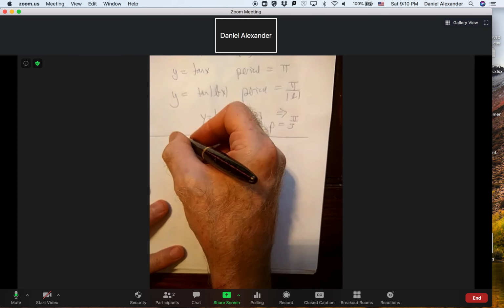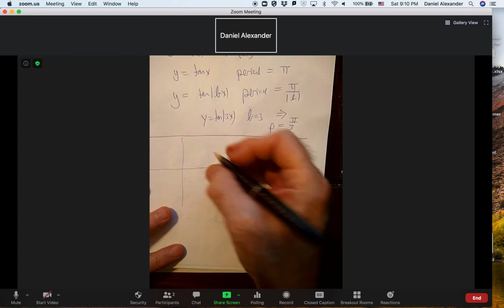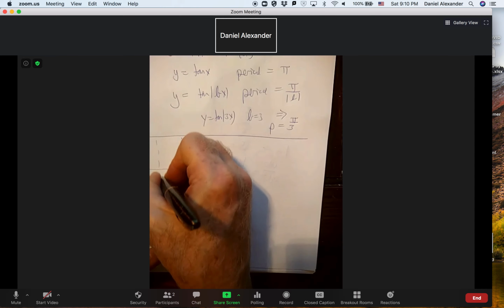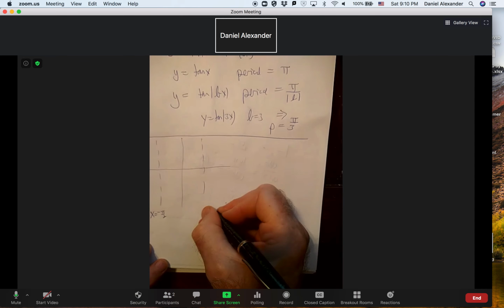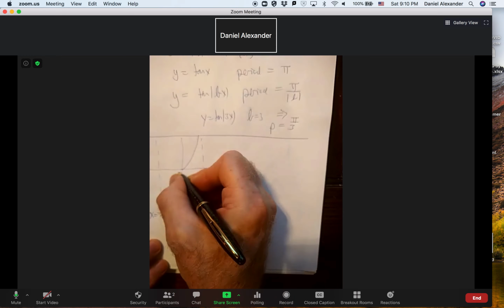So the tangent graph normally looks like this. One cycle goes from minus pi over 2 to pi over 2. That's what the tangent graph normally looks like.